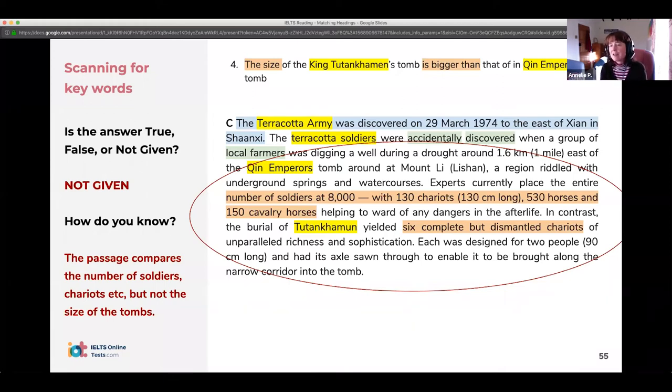They are going to have an expression of size, which is going to be bigger or smaller. There is no word in that paragraph which is a synonym or a paraphrase for bigger. There's no synonym for smaller in the text. So we have neither a confirmation nor a contradiction. We have something different. And when we have something different, then we have to say not given.